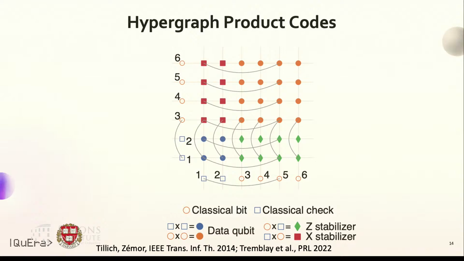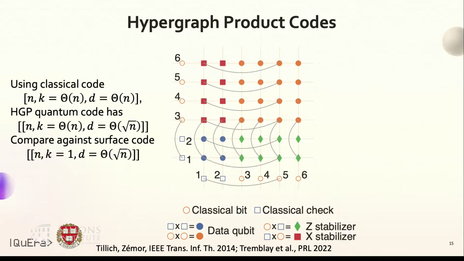Then what we're going to do is inherit all of the connections from the classical code. This is very important because inheriting the connections in the QEC code immediately gives rise to a clear product structure that we can start to think about utilizing. Just in terms of code parameters, if you use good classical codes, which have a number of encoded logical qubits and distance both scaling linearly with the number of physical qubits, then you'll end up with a quantum code that has a linear number of encoded qubits and a distance that scales as the square root.